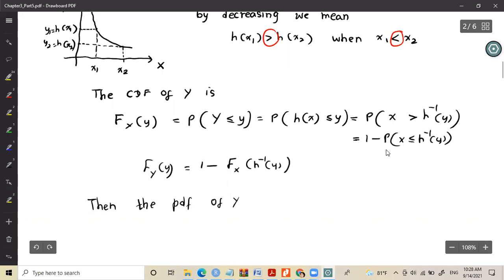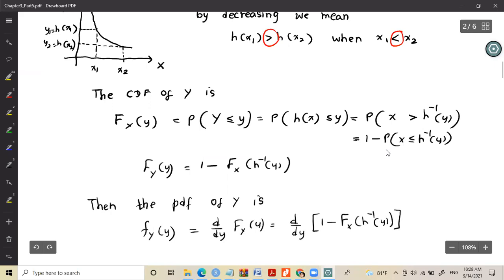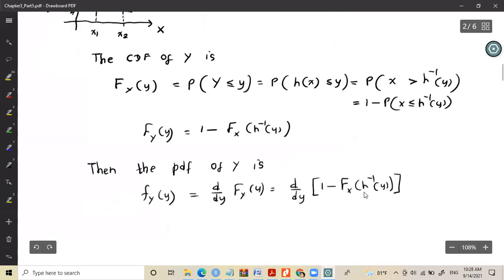The PDF of y is the first derivative of the above function. So you get d over dy of F_Y(y). What is our F_Y(y) now? That is 1 minus F_X(h inverse y). Okay. Now let's take the derivative.